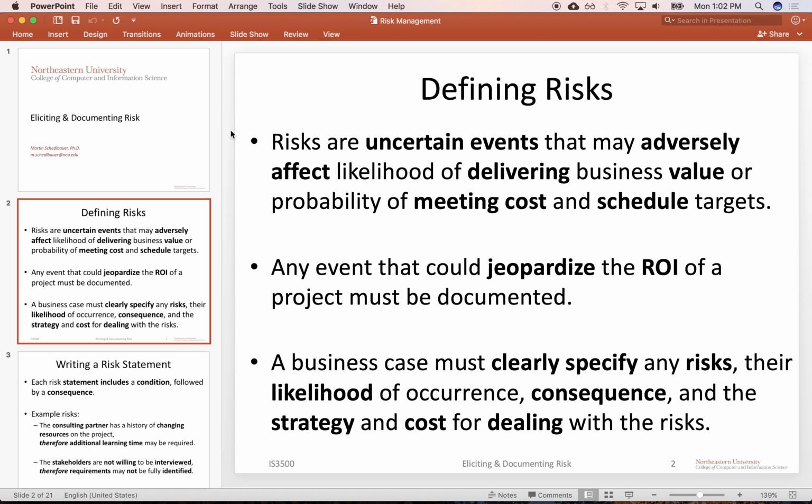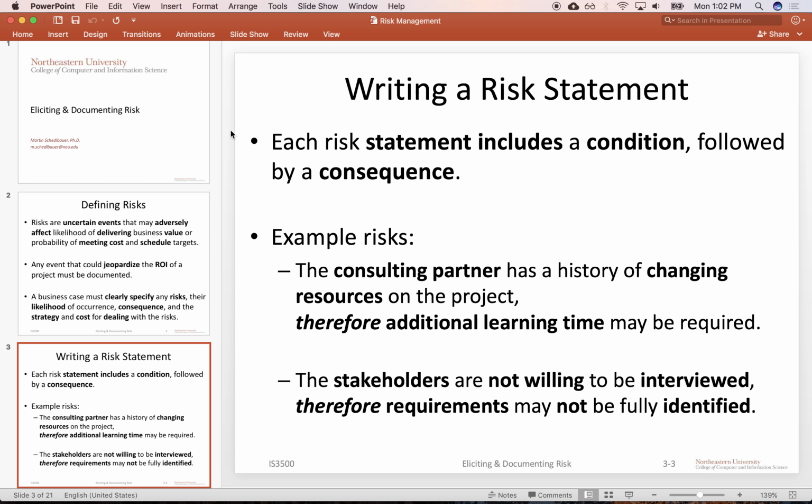Right? So definitely, we want to be as forthcoming as possible to the business. What are you putting your money into here, right? What are the risks? Go in with open eyes.